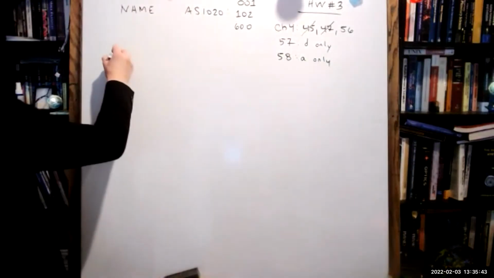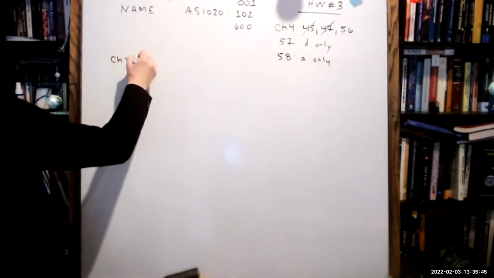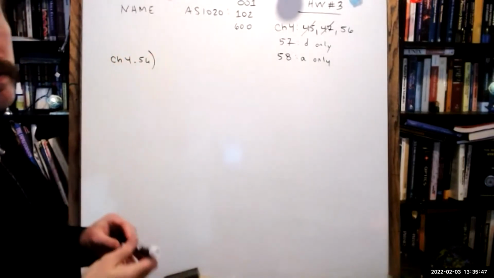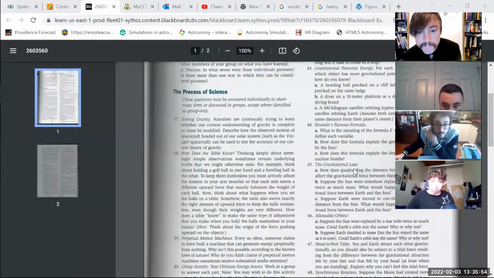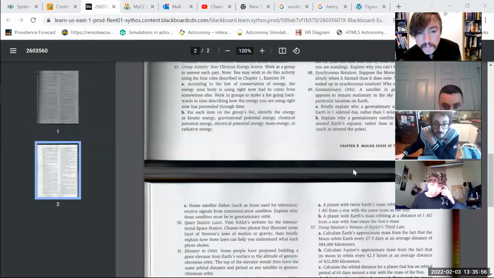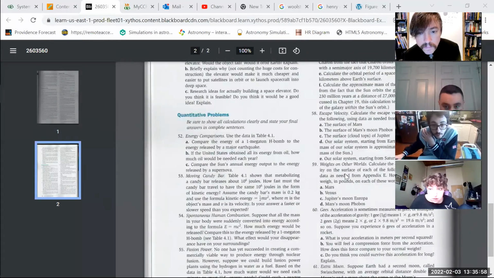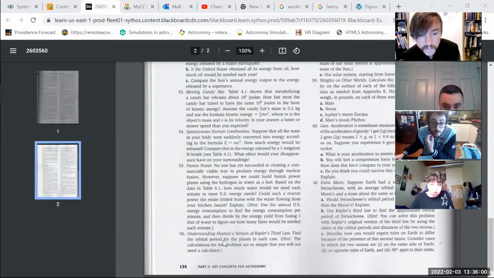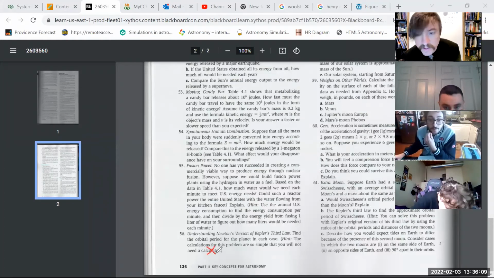Chapter 456. David, care to help? Understanding Newton's version of Kepler's third law. Find the orbital period for the planet in each case. Hint, the calculations for this problem are so simple that you will not need a calculator. That is absolutely not true.